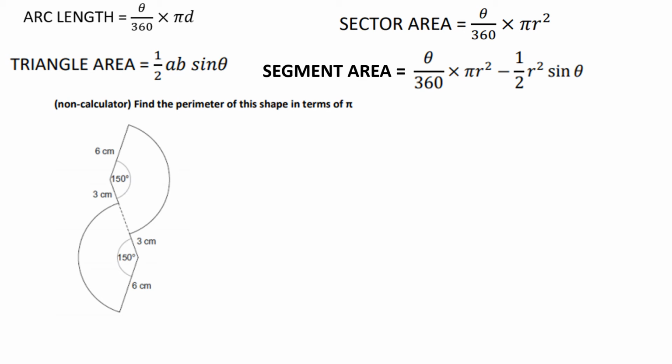Okay, so the perimeter of this shape consists of three distinct things. Firstly, we've got those two 3 centimeter short sides, so that'll give us a total of 6.